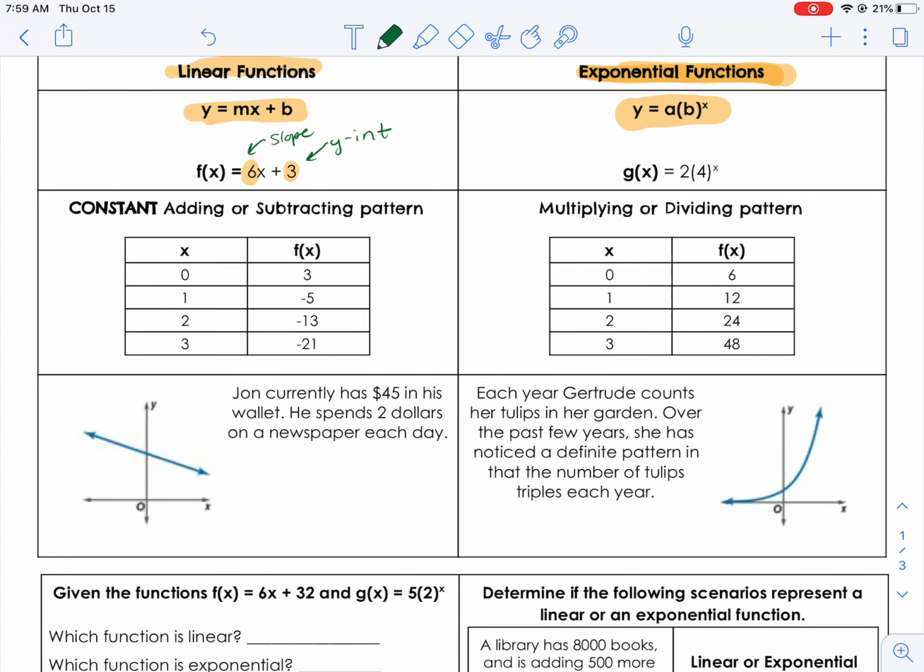So we know that linear functions have a constant pattern, so they are adding or subtracting the same amount every single time. So for this one, our y's are decreasing by 8. Okay, so this is a subtracting pattern. We subtract the same amount every single time. Whereas an exponential function is going to be when we're multiplying or dividing every time. So it has a multiplying or dividing pattern. So in this table, we're multiplying by 2 every time.